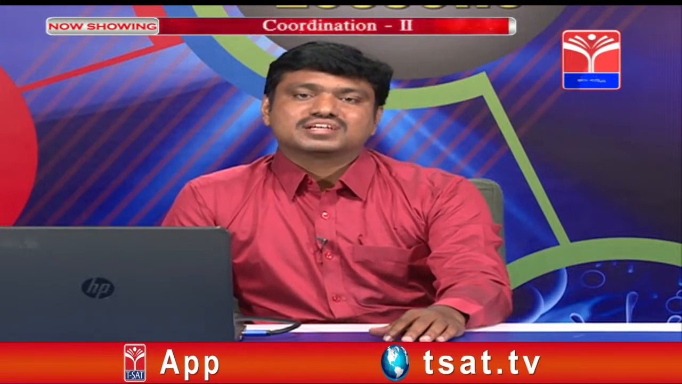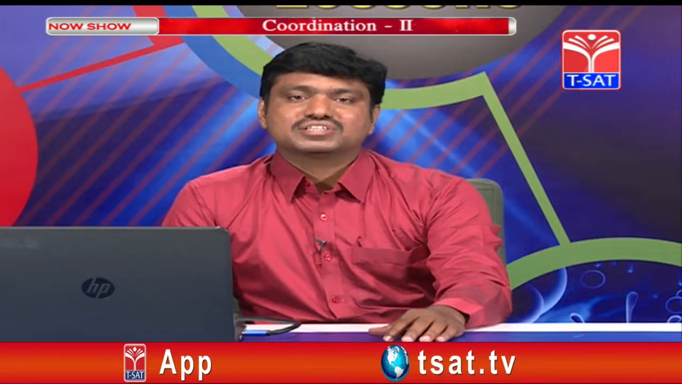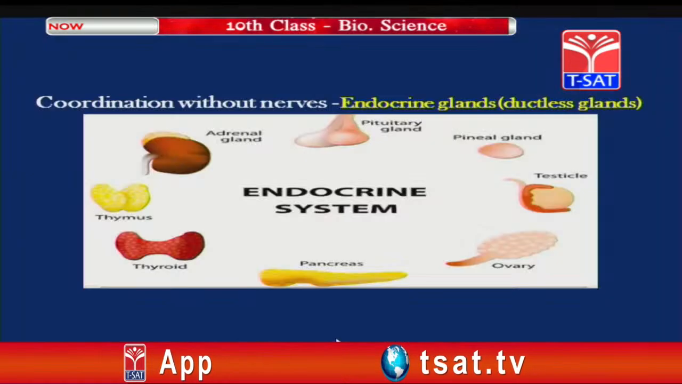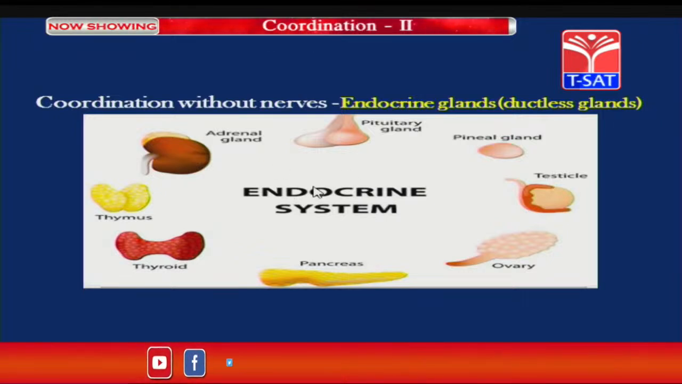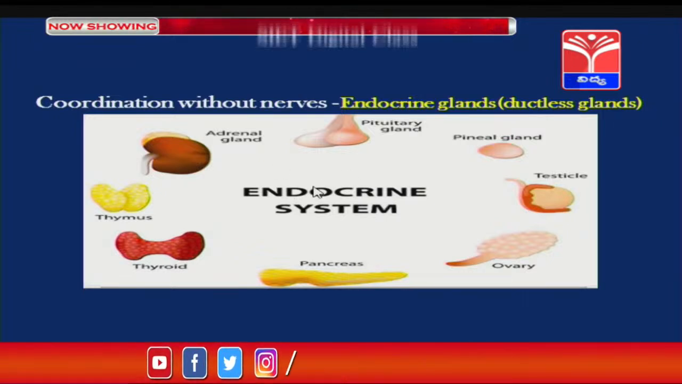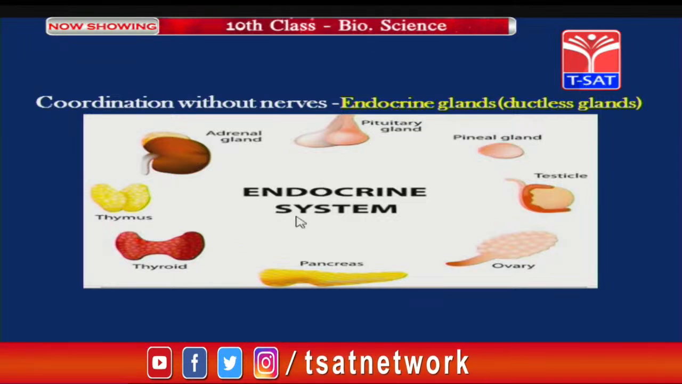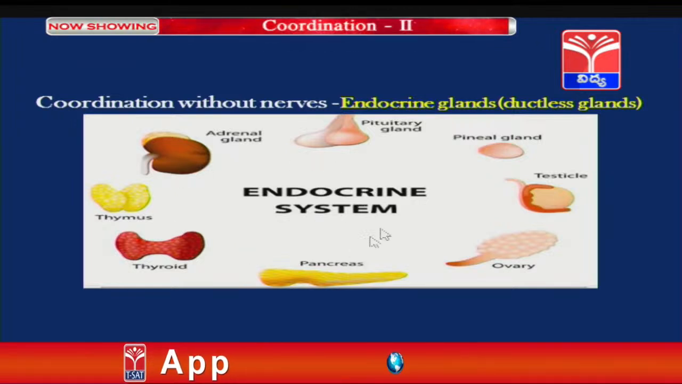So, they require a special kind of coordination to control all the cellular activities. This is the system which controls the activities of our body by releasing chemicals called hormones. Look at this picture, students. This is the picture showing the endocrine system. In part 1 I told you that there are two coordinating systems, one is the nervous system, another is the endocrine system. This is the endocrine system which consists of endocrine glands.